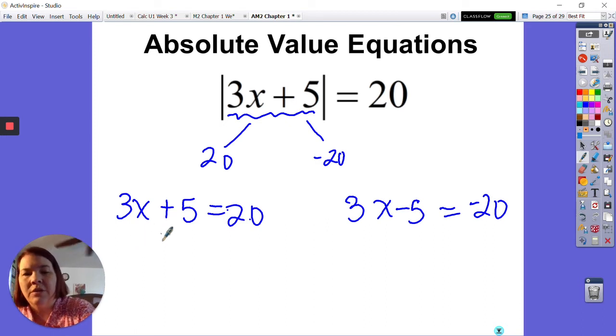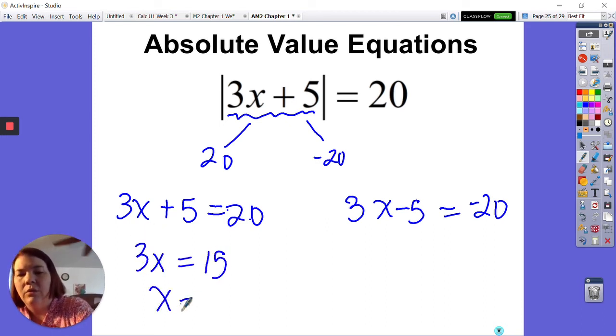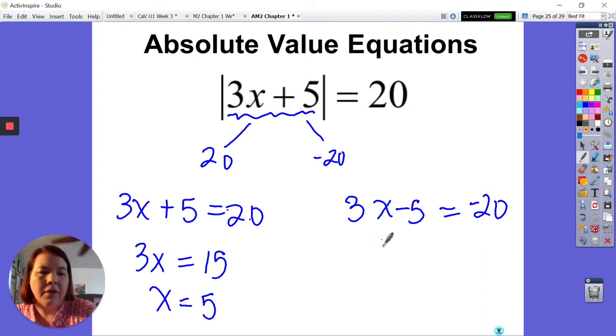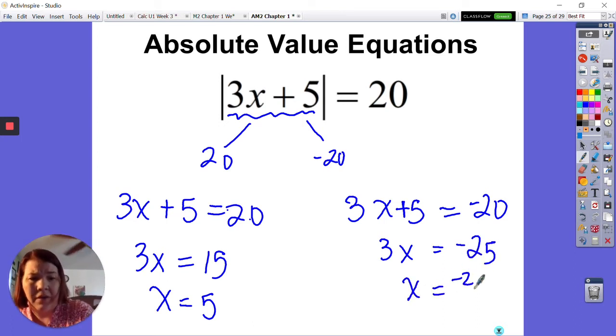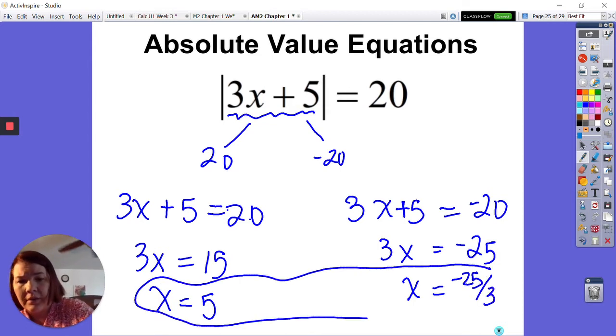So we solve, we get 3x equals 15 and x equals 5. And then over here we get 3x equals, excuse me, that should still be positive, negative 25, and x equals negative 25 over 3. And so those are my two answers.